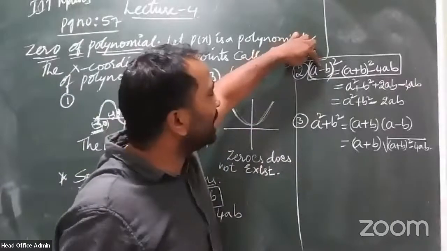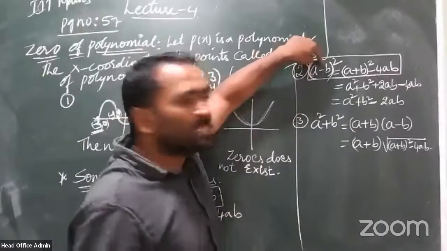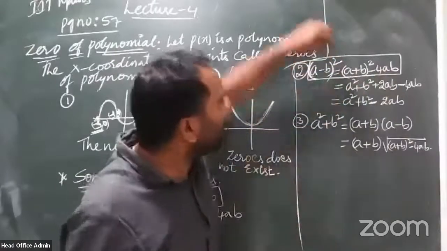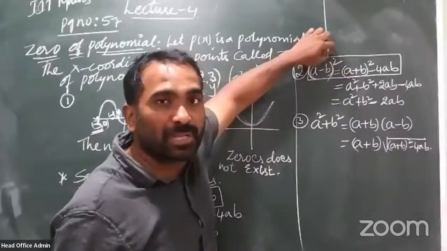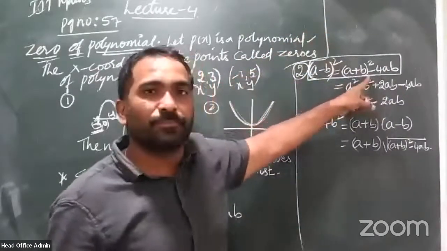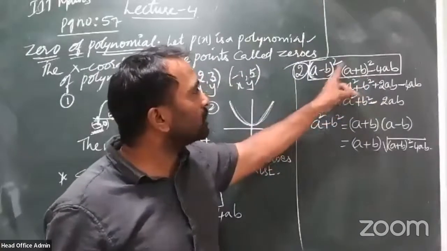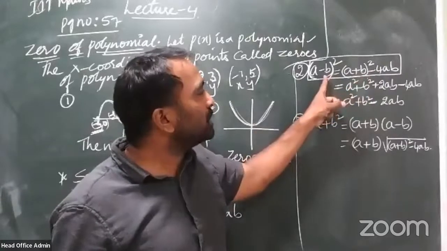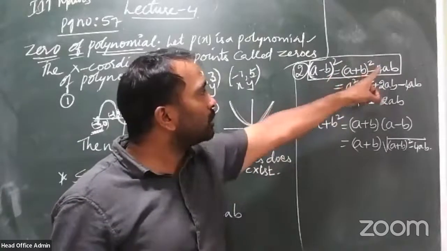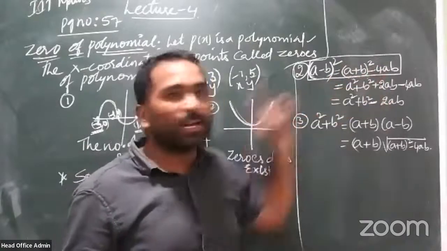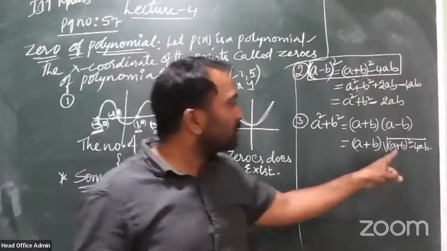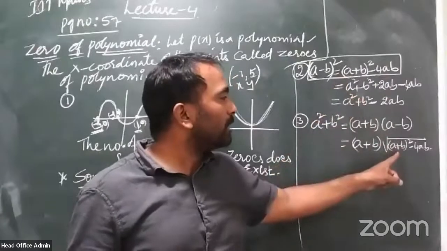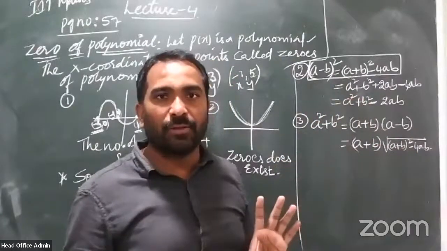See what I can write. What is (a minus b) whole square? (A minus b) whole square is (a plus b) whole square minus 4ab. If I remove the square, here root comes. As I remove the square, what comes here? Root comes. So a minus b is equal to under root of (a plus b) whole square minus 4ab. So that is what I wrote in place of a minus b.